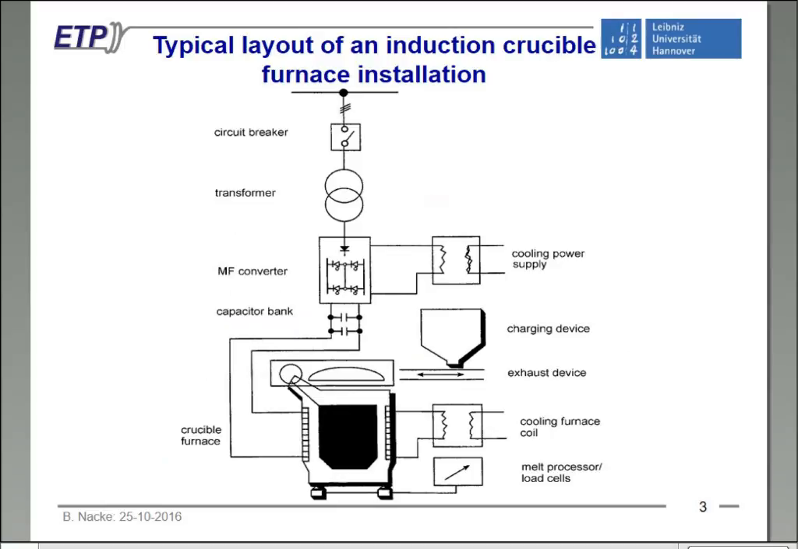So let's start with a general overview about an induction furnace installation. It is maybe not only for the induction crucible furnace, it is for general furnace installations. So the main part, of course, is the furnace itself. Here it is a crucible furnace. It can also be a channel or a cold crucible furnace. Then we need a power supply because these furnaces are typically fed with frequencies above the line frequency. We need a capacitor bank to compensate the reactive power, which is very big for the crucible furnace, and of course then we need the connection to the mains.